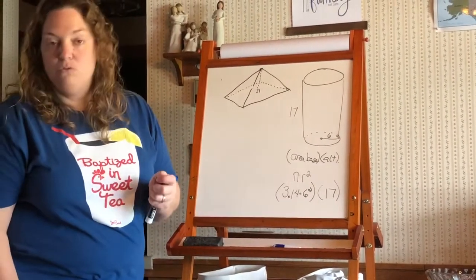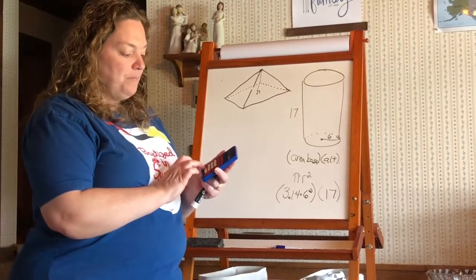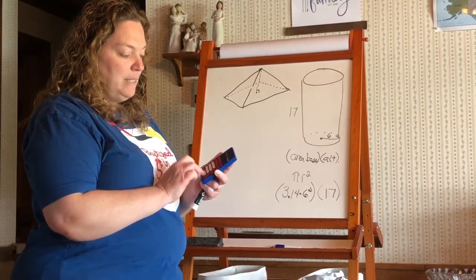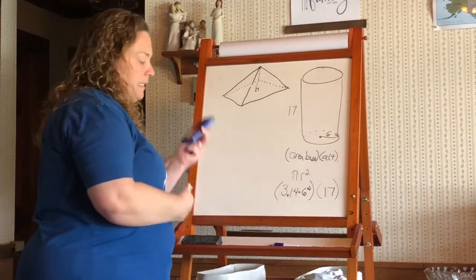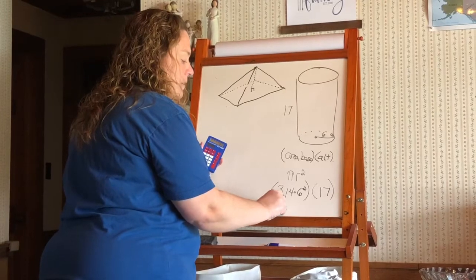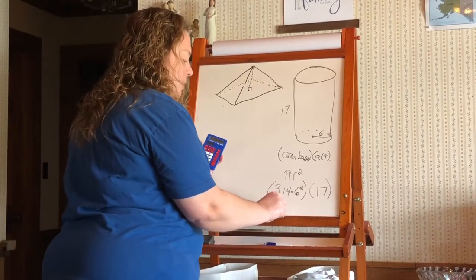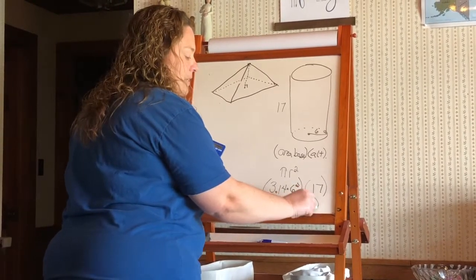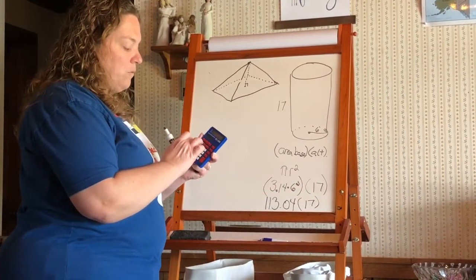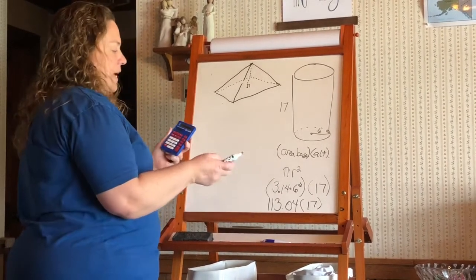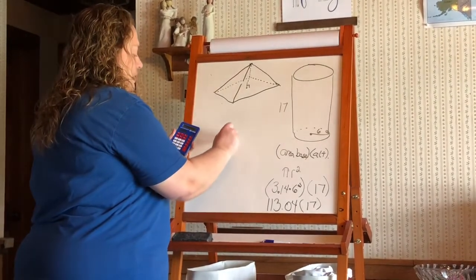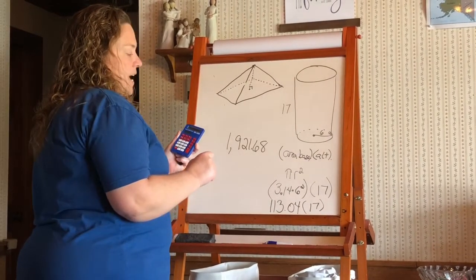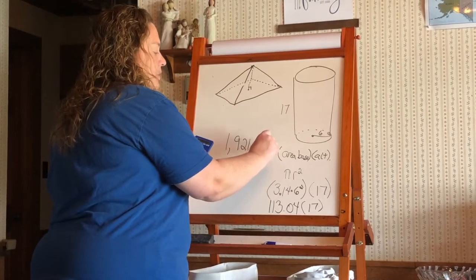So we're going to do, in our little handy dandy calculators, 36 times 3.14, and we get 113.04, and we're going to multiply that times the altitude, which is 17, and we get 1,921.68, and it's centimeters cubed.